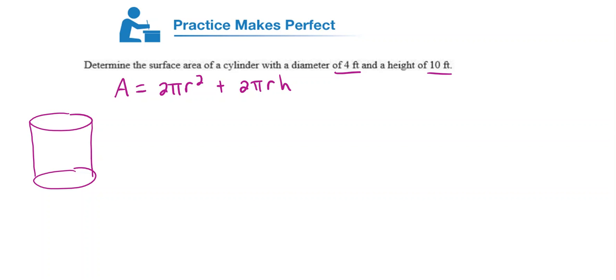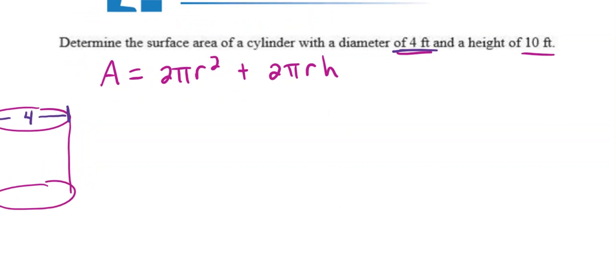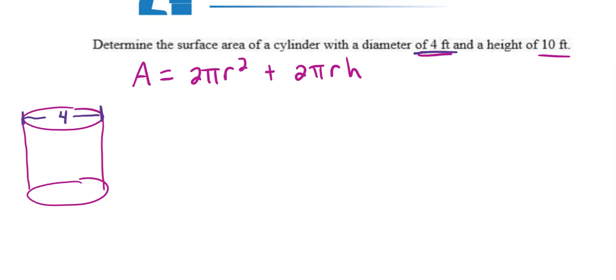And it tells us that the diameter is 4 feet. So diameter is on circles, right? So we want to figure out the diameter. That's going to be from here, one side all the way across. The diameter of this thing is 4. So from there to there. All right. And the height is 10.